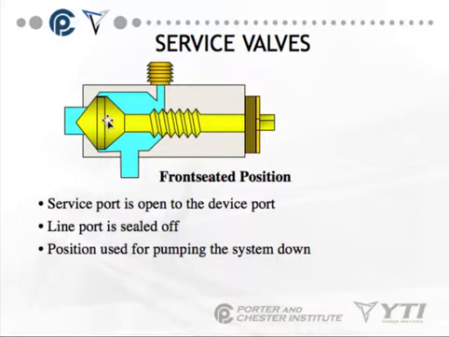Front-seated position. The service port is open to the device port. The line port is sealed off. You see that it is all the way in. It's the position used for pumping the system down. In other words, if you need to trap your refrigerant in one location, you can actually front seat it, and you can use this to be able to change out parts on the low side of the system.